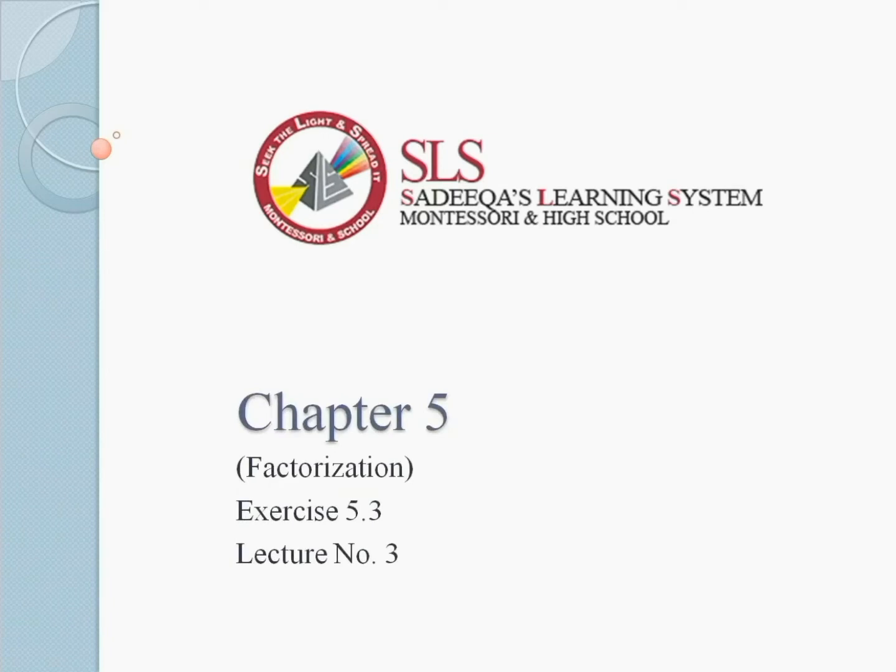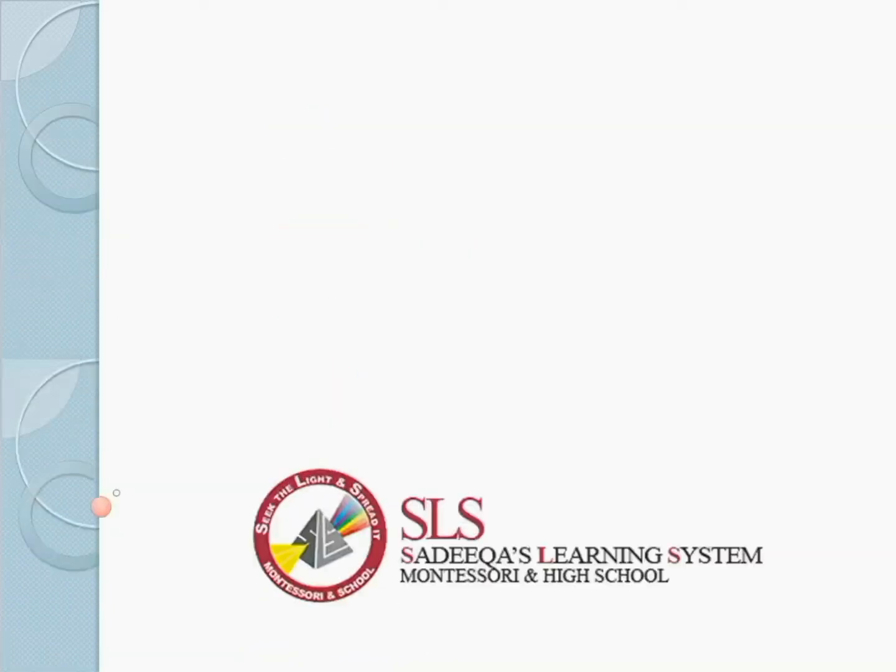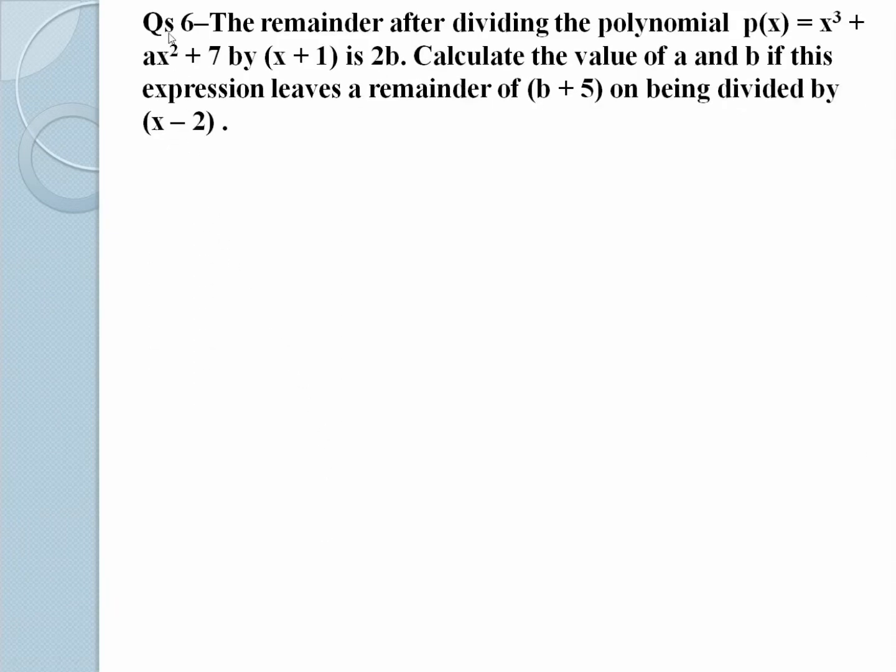Now we will do exercise 5.3. Question number 6. The remainder after dividing the polynomial p of x equal x cube plus ax square plus 7 by x plus 1 is to be 2b. Calculate the value of a and b if this expression leaves a remainder of b plus 5 on being divided by x minus 2.